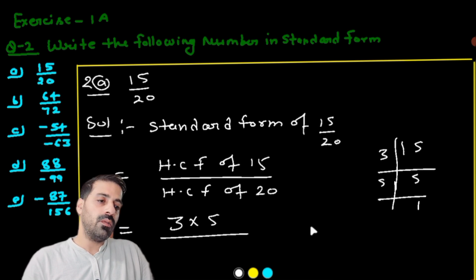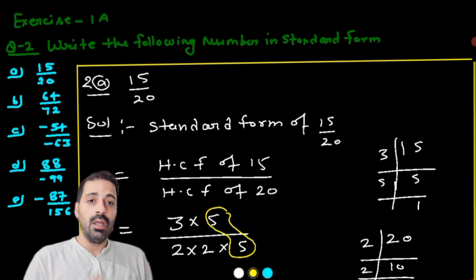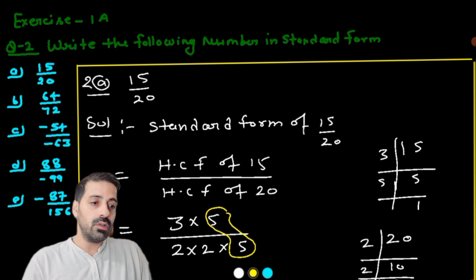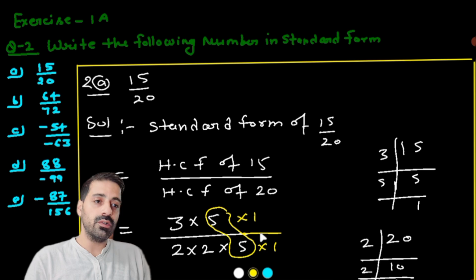In the same manner, what are the factors of 20, my dear student? 2 by 10 and again 2 by 5, again 5 gives 1. So we have 2 multiply 2 multiply 5. So here you can see 5 is the common factor between numerator and denominator. 1 is also a common factor, but 5 is also a common factor. So it is not in the standard form.